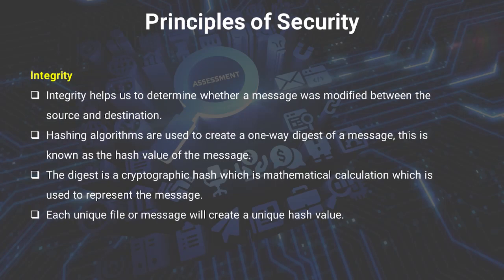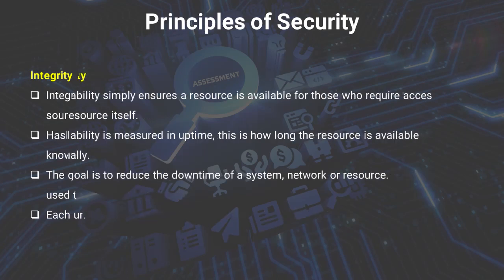The second component of the CIA triad is integrity. Integrity simply helps us to determine whether a message was modified between the source and the destination. We can use hashing algorithms, which are used to create what we call a one-way digest of the message, and this is known as a hash value. The digest is simply a cryptographic hash, which is a mathematical calculation used to represent the message. Each unique file or each unique message will create a unique hash value.